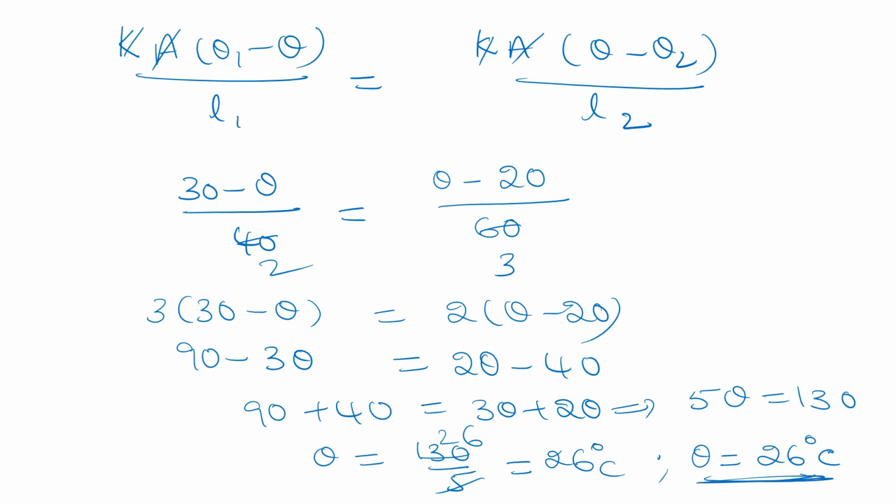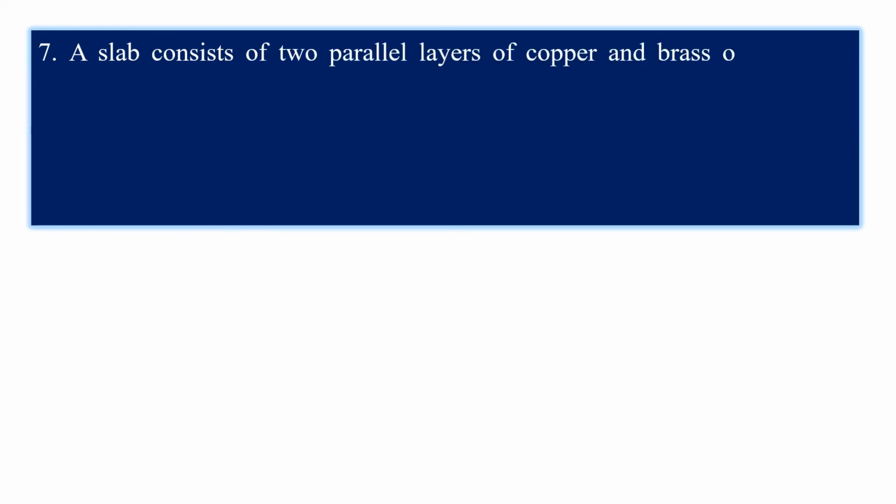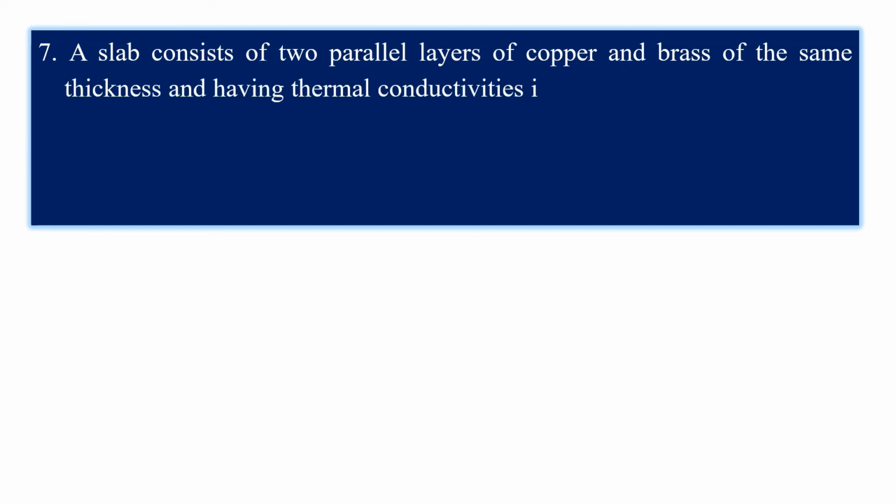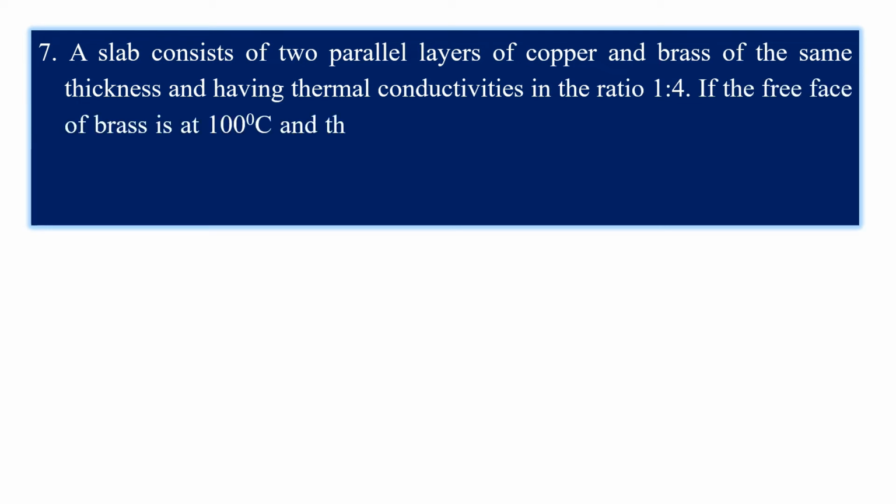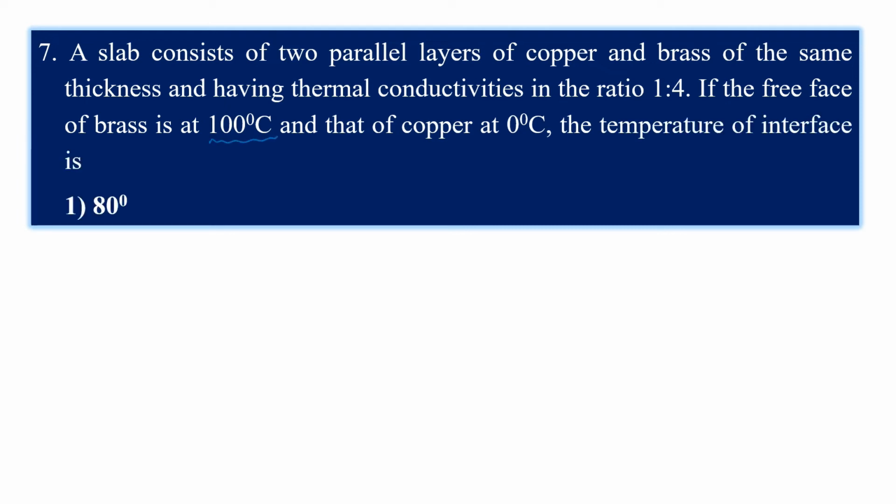Okay. Next we will go to the next question. A slab consists of two parallel layers of copper and brass of the same thickness and having thermal conductivities in the ratio 1:4. If the free face of brass is at 100 degrees centigrade and that of copper at 0 degrees centigrade, we have to calculate the temperature of the interface. Now let us go to the solution.